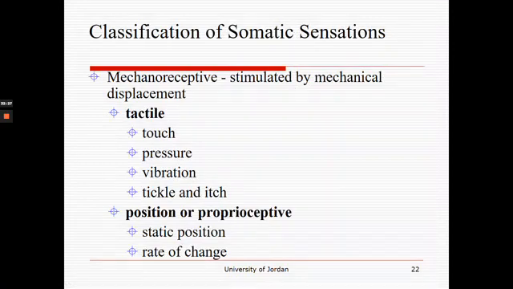Okay, classification of the somatic sensation. The somatic sensation can be classified according to the type. Mechanical or mechanoreceptive sensation, like tactile, touch, pressure, vibration, tickle, and itching. And position or proprioceptive sensation, static position or rate of change, dynamic, static or dynamic position.